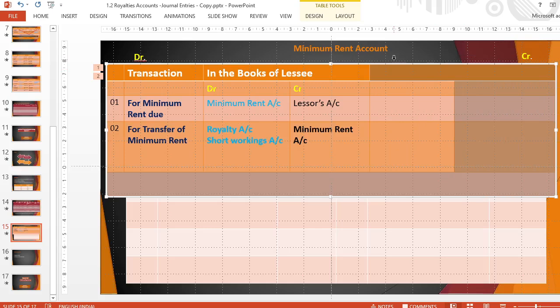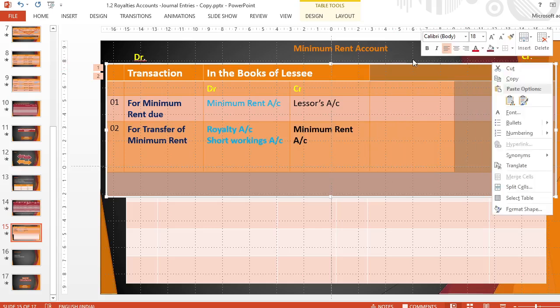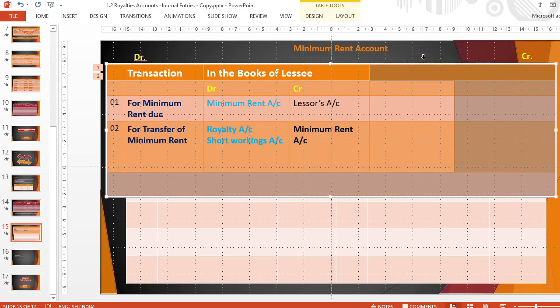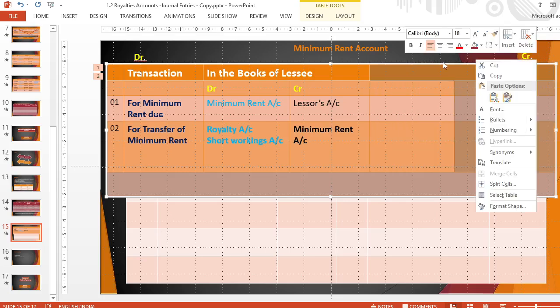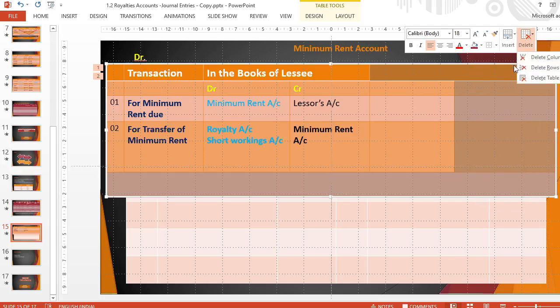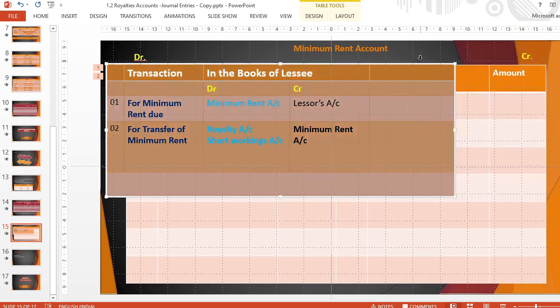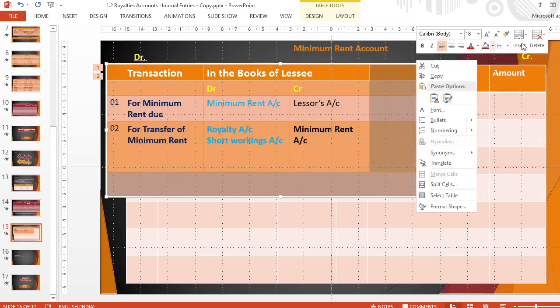So if you are interested further, you can prepare a minimum rent account even in the books of Lessor with the opposing adjustment. So what we do in the Lessee book, the opposite treatments that we'll get for Lessor book.